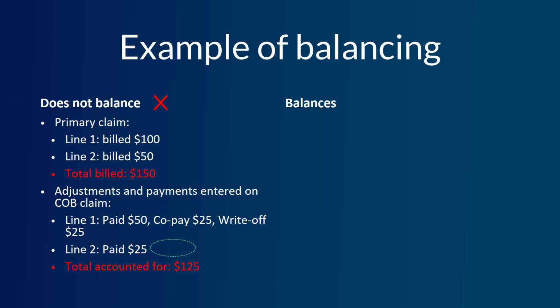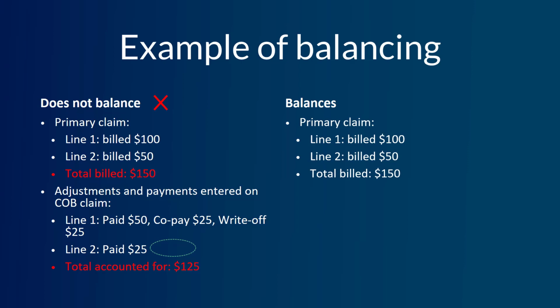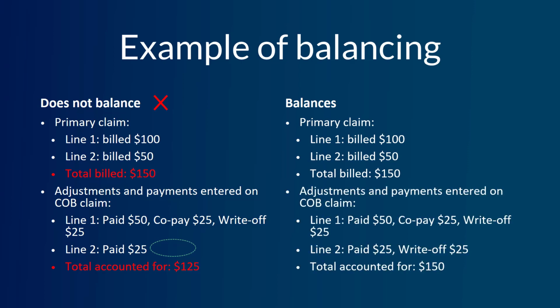On the right now, I've got a copy of this claim that does balance. So primary information is the same. In the COB claim, the line 1 is the same, but line 2 has something new. I still show that the primary payer paid $25, but now I also show a write-off of $25. And that now means that my total billed amounts do add up, and that means this claim balances.